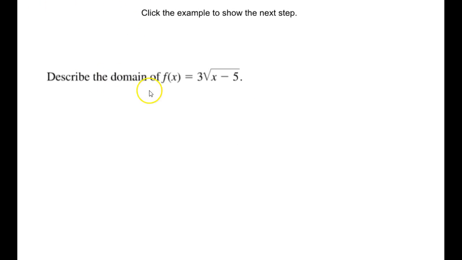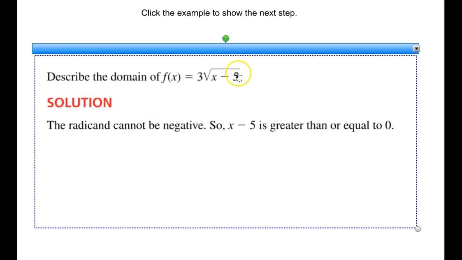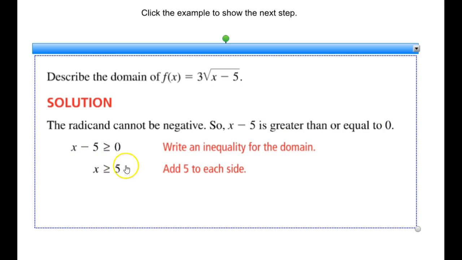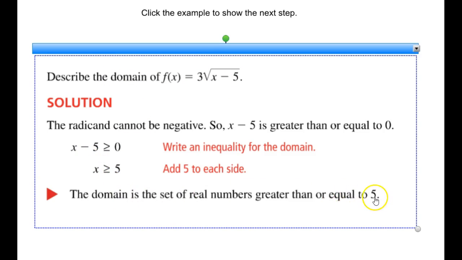So now let's look at the domain of f of x equals 3 times the square root of x minus 5. Since this cannot be negative, this is called the radicand, the stuff underneath my radical sign. Since that cannot be negative, I have to set the radicand greater than or equal to 0. So I write my inequality for the domain and then add 5 to both sides. So my domain for this function would be x is greater than or equal to 5. And I can do that for any radical function. I just take whatever's underneath my radical sign and set it greater than or equal to 0.